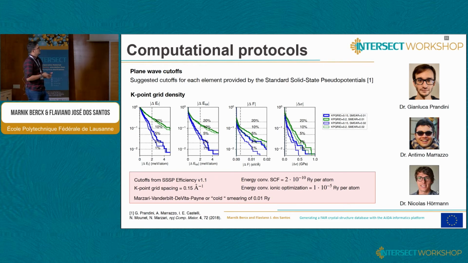So based on this, we have a set of computational parameters: a certain K-point grid spacing, and energy cutoff thresholds for the SCF and the ionic convergence. And for the protocol, we also use the Marzari-Vanderbilt-DeVita-Payne, or more concisely, cold smearing, which will be the topic of Flaviano's part of this talk.